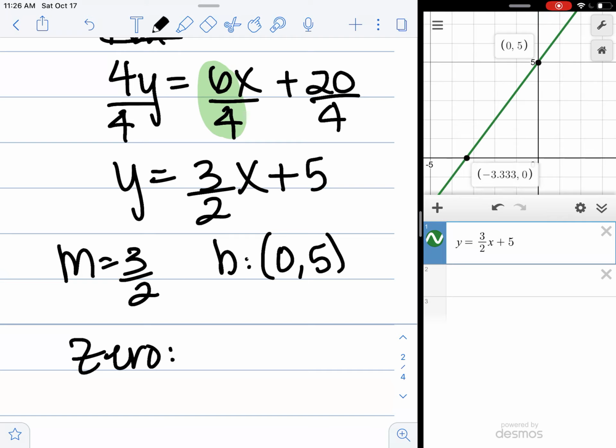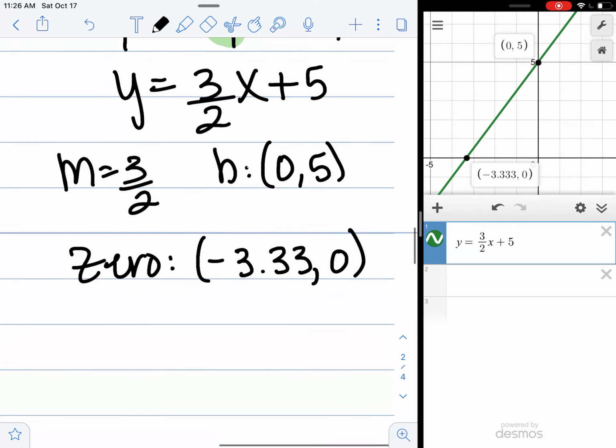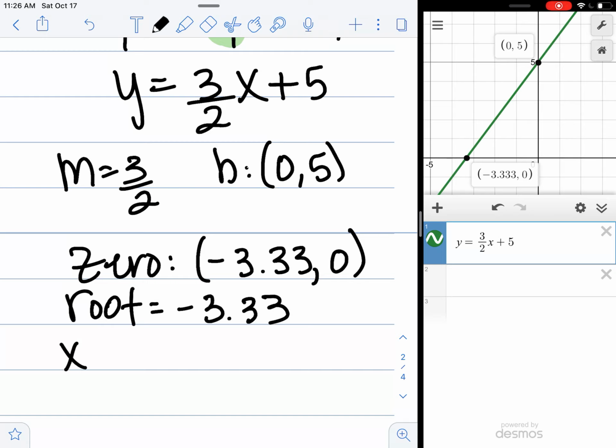And so we're going to click on this guy right here. And again, it's going to give you (-3.33, 0), also known as your root, which is -3.33. We've got our 0. We've got our x-intercept.